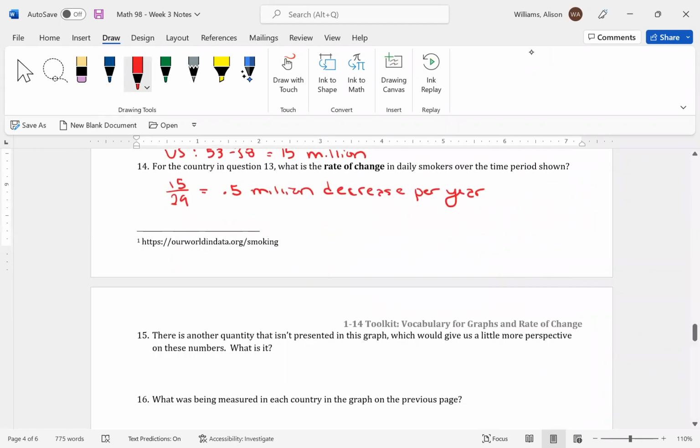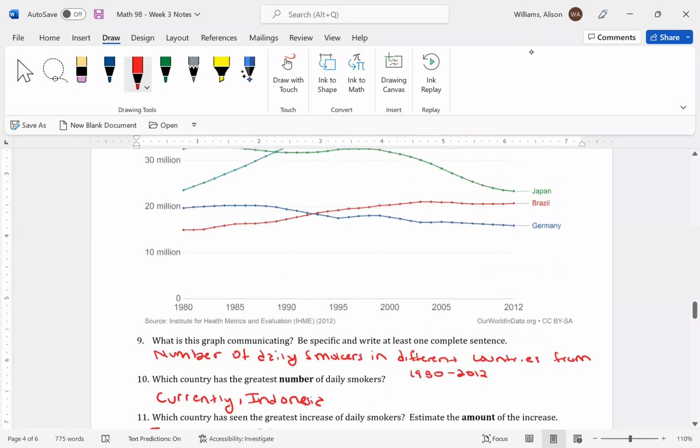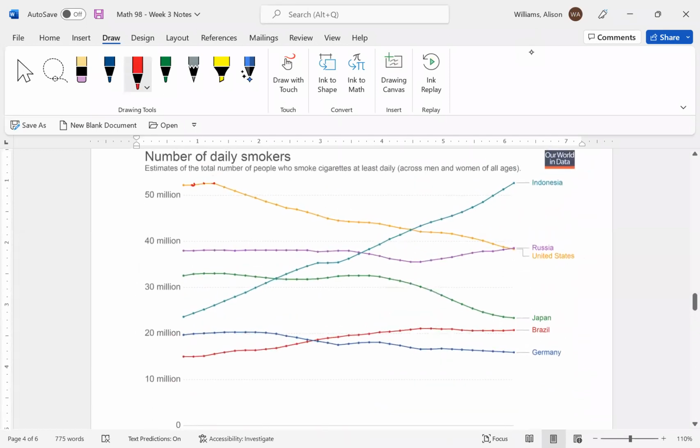There is another quantity that isn't represented in this graph, which would give us a little more perspective on these numbers, and what is it? So I've been kind of thinking, and I hope you have too, how do we know how much of the population is really being talked about here? The thing that we're not discussing is how much this represents of the whole population. And that would have been nice information.